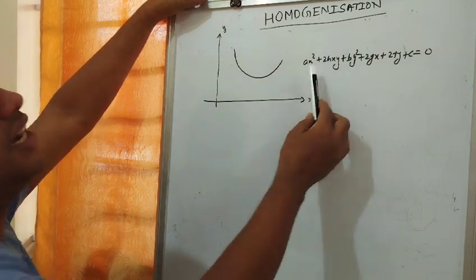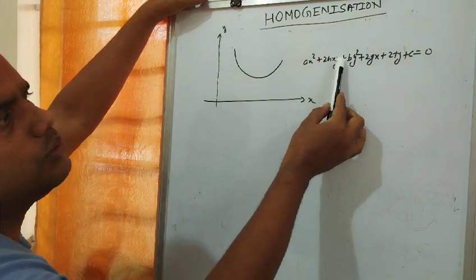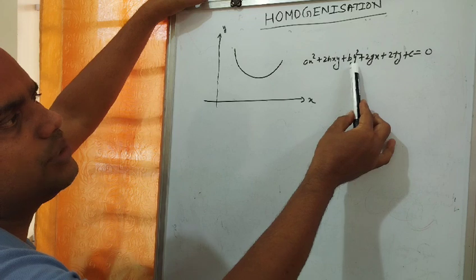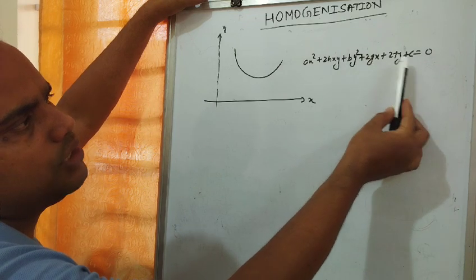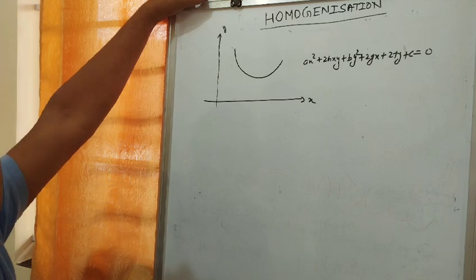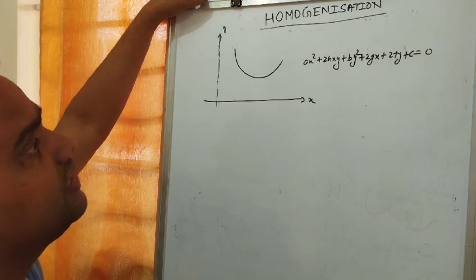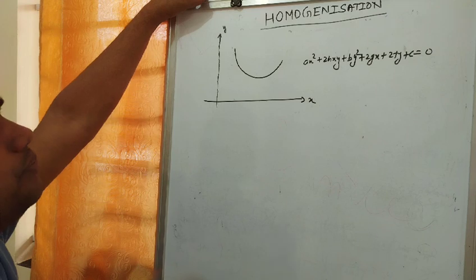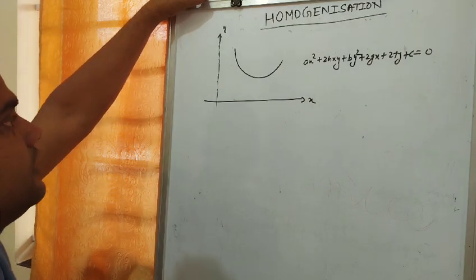non-homogeneous. Because here the degree is 2, and here also 1 plus 1, degree 2 and degree 2, but degree 1 and degree 1 and here degree 0. So this is a non-homogeneous equation of degree 2. So we convert it into degree 2 also. That process is called homogenization.